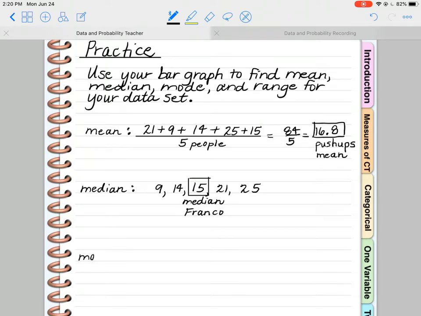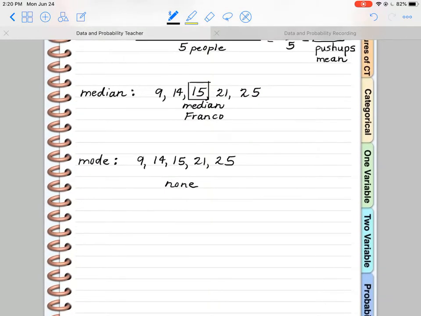The mode. So let's look at 9, 14, 15, 21, 25. There is no mode because no two people scored the same. There's not a tie. So there is no mode. Remember, you don't put 0 because that means somebody can't do any push-ups. That would be me if I were in this list. But there is no 0, so the mode is none.